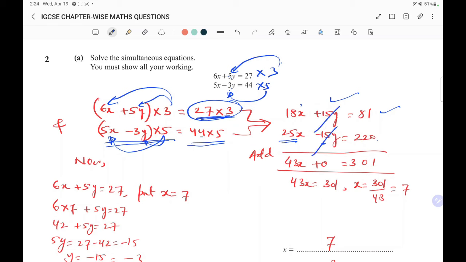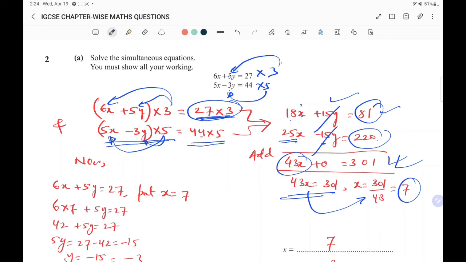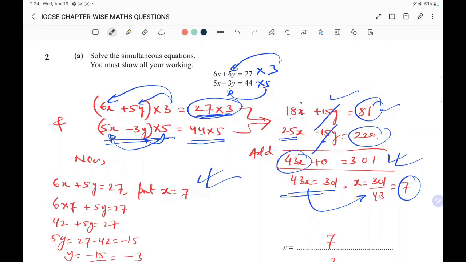So 15y minus 15y cancel. 18x plus 25x, that is 43x. 81 plus 220, that is 301. So 43x is 301. x is 301 over 43, that is 7. So guys, I got x as 7.